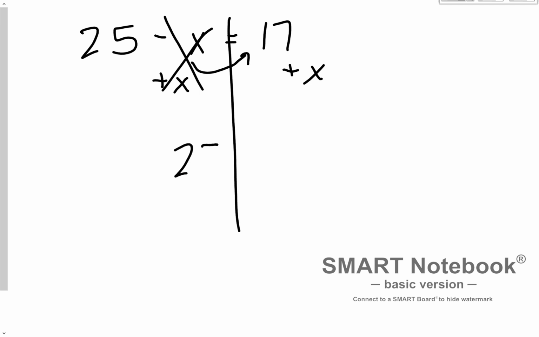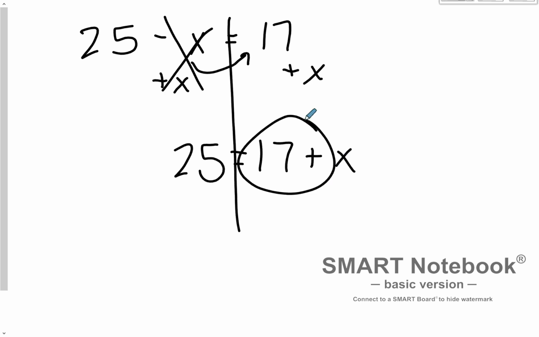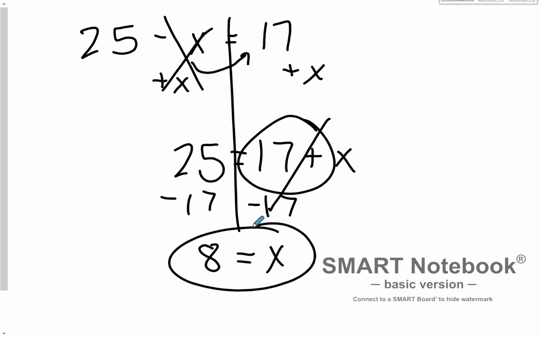On this side, all I'd be left with is 25. Over here, I'd have 17 plus x, which didn't really get us any closer to solving it. However, now we have an easier equation to solve because we just have to cancel out a plus 17. To cancel out a plus 17, we subtract 17. Plus 17 minus 17 cancels out. We're left with x equals 8. As you see, we get the same answer both ways. Whichever one makes more sense to you, is easiest for you, works just fine.